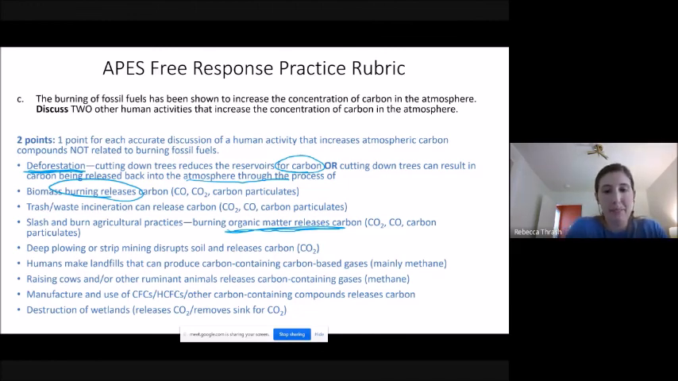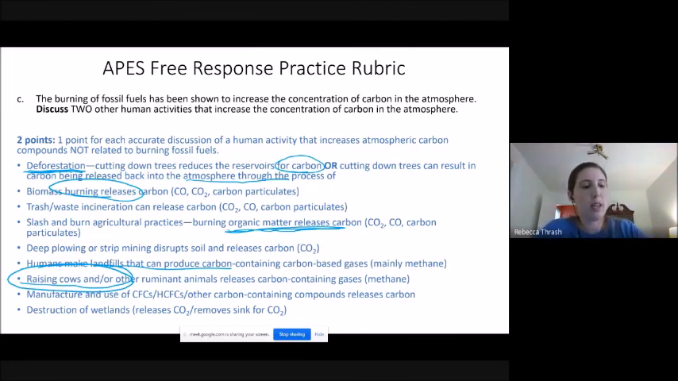We can make landfills that produce carbon-based gases, mainly methane. We're going back to the agricultural aspect of animal husbandry. Cows and other type of ruminant animals release methane a lot. And then there's several other examples here. But the point is, I would definitely know at least a couple of other things that humans are doing in the carbon cycle other than burning fossil fuels.